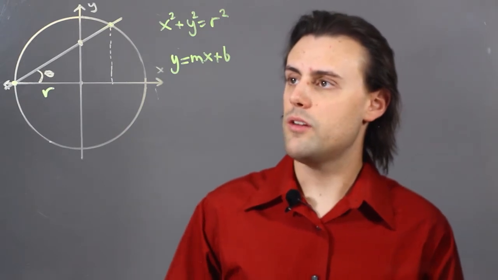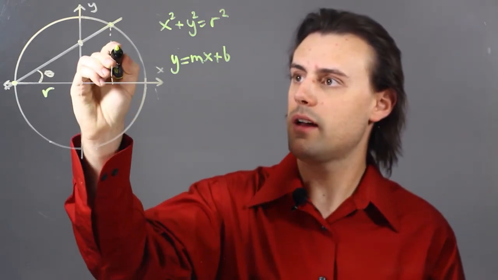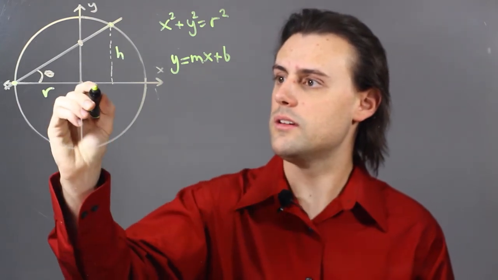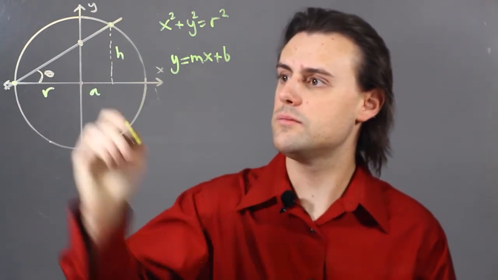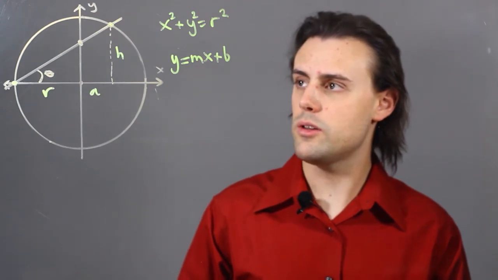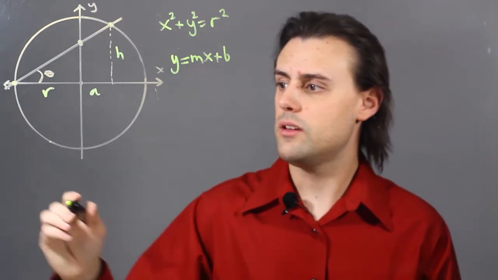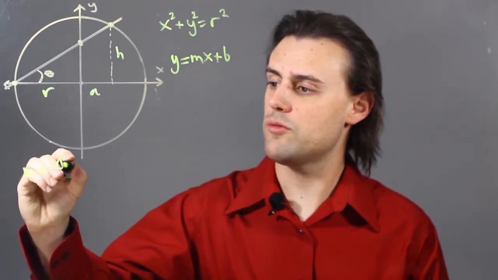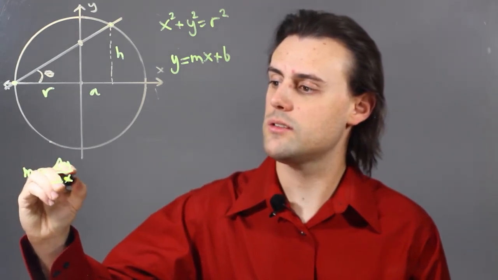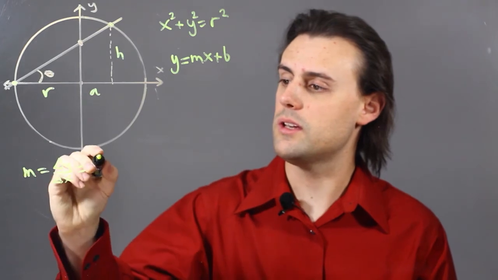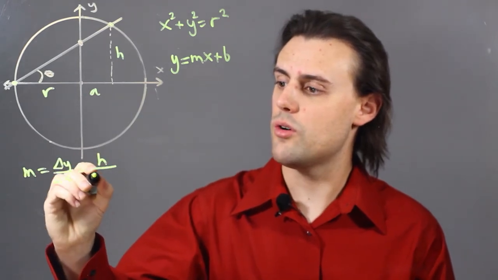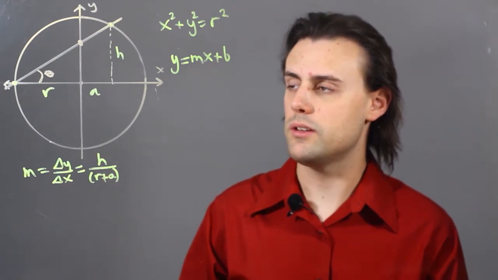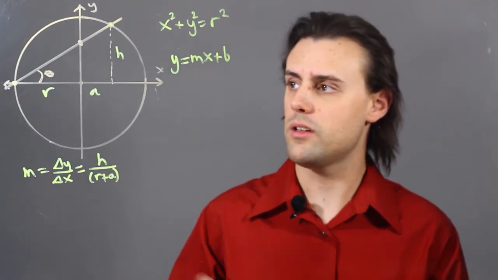So if we knew this height, h, for example, and this distance, let's call it a, then we could calculate what the slope is. So m would be equal to the change in y divided by the change in x, and that would simply be h over r plus a, and this would be equivalent to tangent of the angle theta.